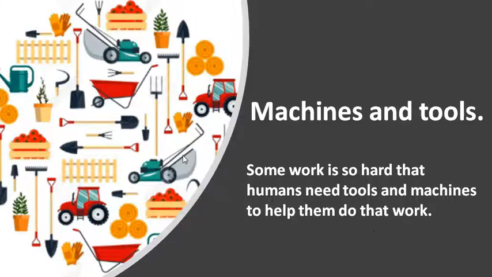Now the next point is machines and tools. Some tools and machines make it easier to lift heavy loads, some make it easier to cut through objects, and some make it easier to do several tasks at once. In simple words, some work is so hard that humans need tools and machines to help them do that work. Machines and tools make our daily tasks much easier for us.